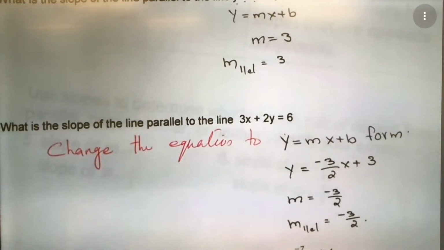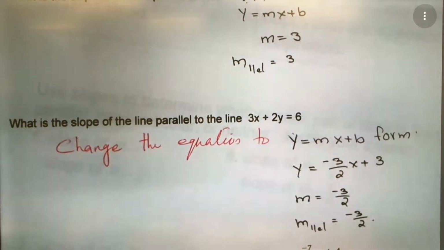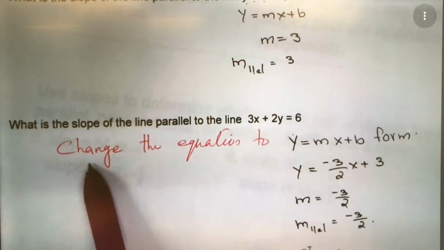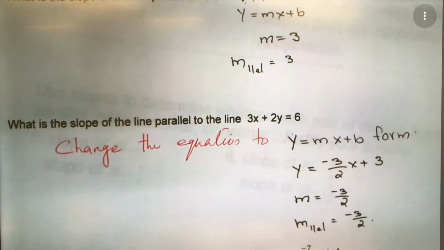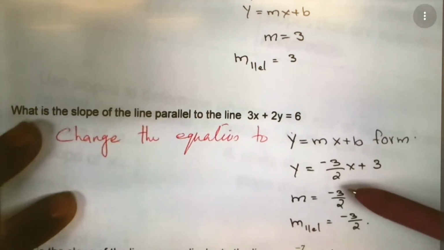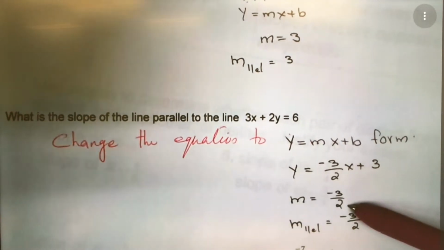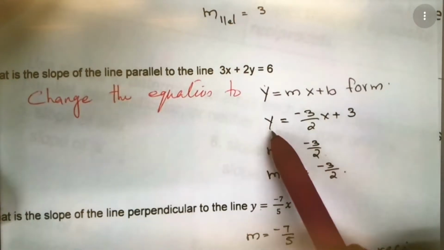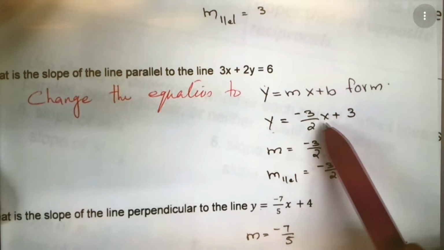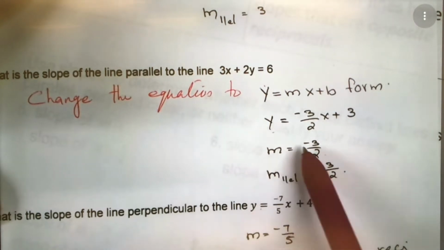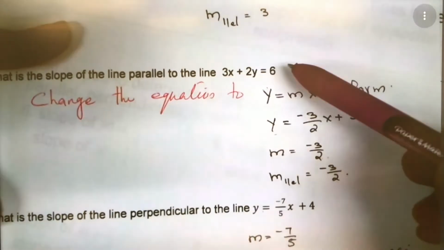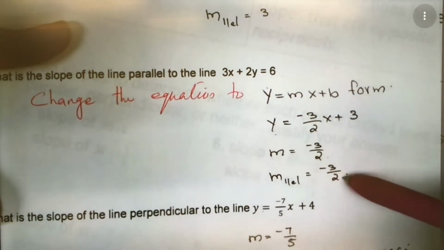The second one is 3x plus 2y. First you need to identify the slope. To find the slope of an equation, you have to rewrite the equation in the y is equal to mx plus b form. So move 3x to the right side and divide by 2. I will get the equation y is equal to negative 3 over 2x plus 3. The slope of this line is negative 3 over 2. So the slope of the line that is parallel to this line is also negative 3 over 2.